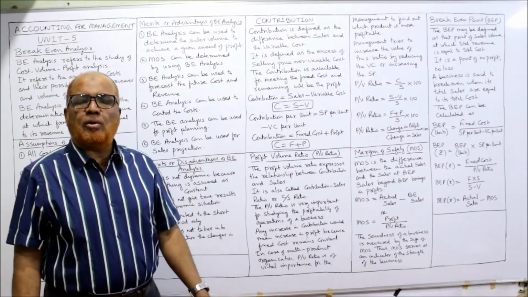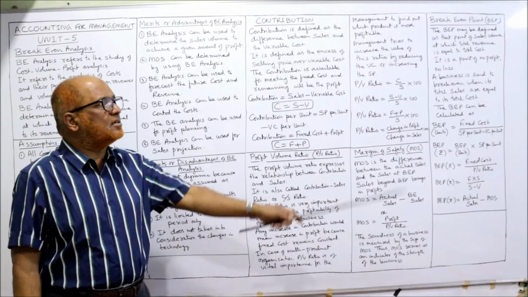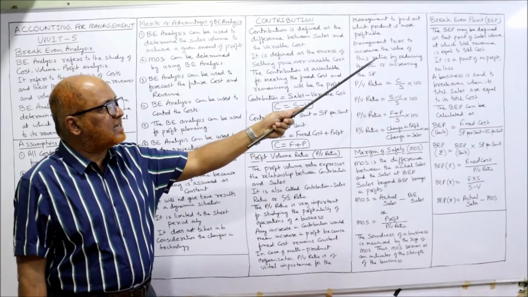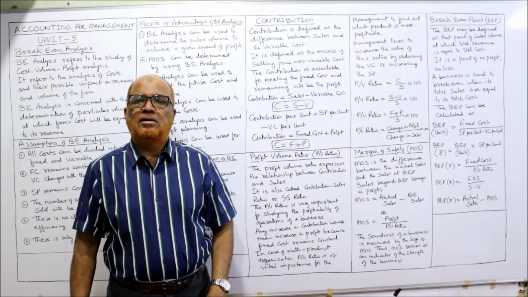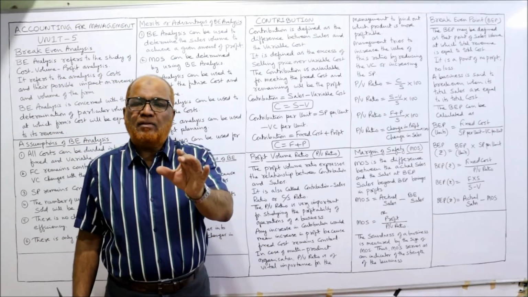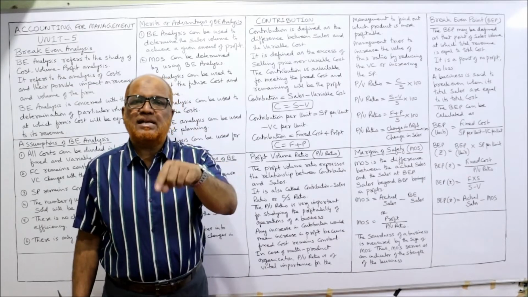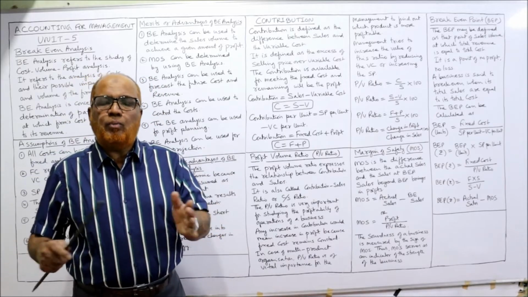Now, last topic I am going to discuss in this video is break-even point. Simply, it is called BEP. So BEP may be defined as that point of sales value at which total revenue is equal to total cost. Simply, the break-even point is where total sales and total cost are equal. That means both are equal.